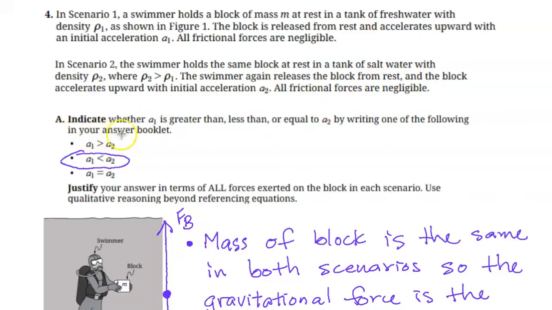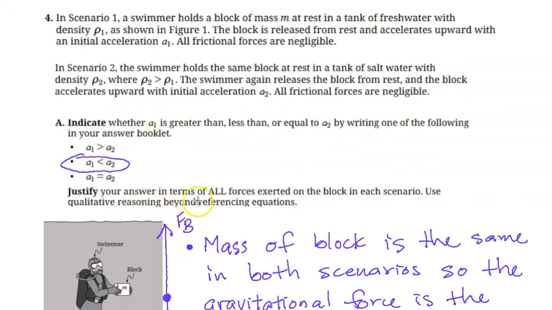Part A. Indicate whether a1 is greater than, less than, or equal to a2 by writing one of the following in your answer booklet. Justify your answer in terms of all forces exerted on the block in each scenario. Use qualitative reasoning beyond referencing equations.